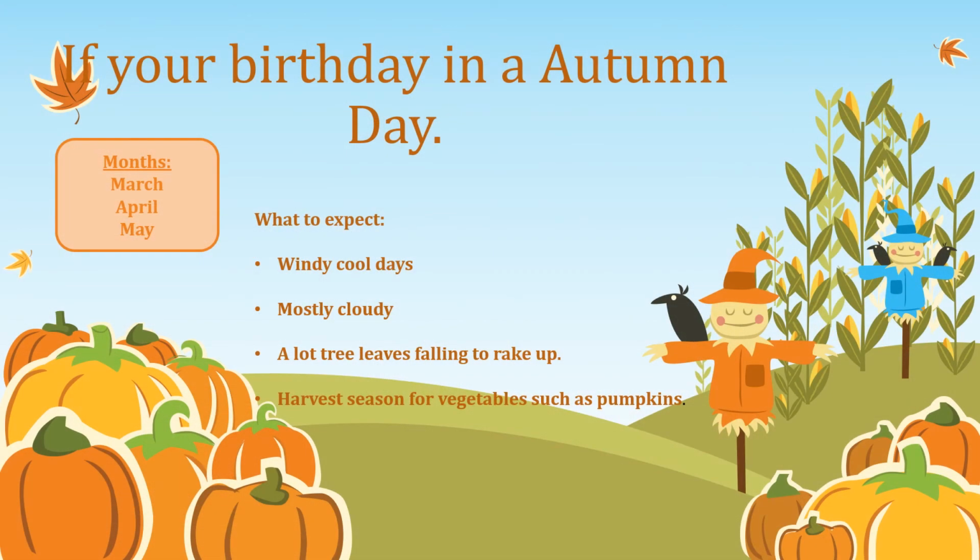If your birthday is in autumn, the season following summer, your birthday must be March, April, or May. What to expect in these days? Windy and cool days, mostly cloudy, not all the time. A lot of trees shedding leaves, leading you to rake up a lot of those leaves. Harvest season for vegetables such as pumpkin. As you can see, it's a lot of pumpkins, a lot of leaves.